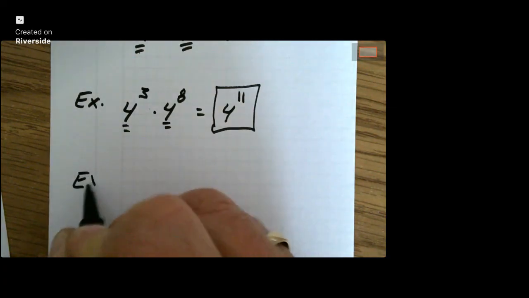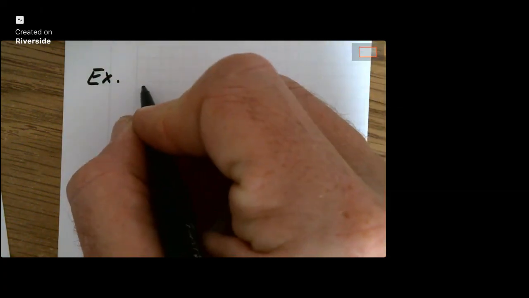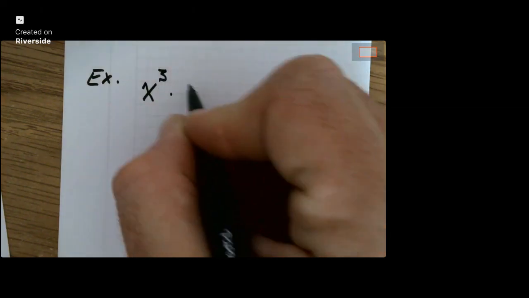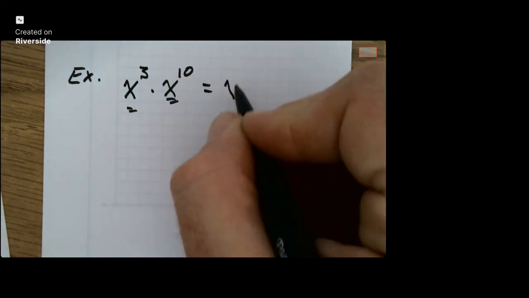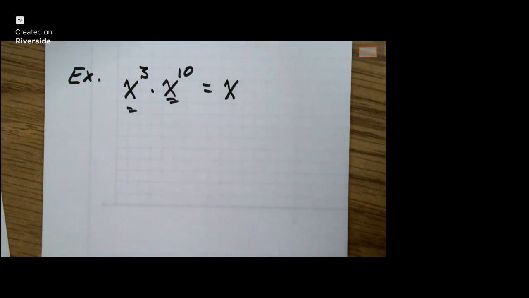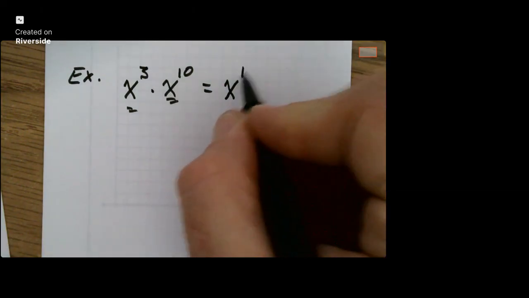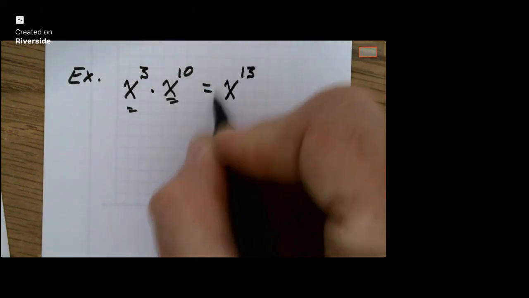Okay, let's try another one. Let's do something with variables in it. What if we had x to the third power times x to the 10th power? Our answer is going to be a variable expression, but we can simplify this because we have a power times a power, and the bases are the same. So we can use that shortcut, pass our common base along to our answer, and add the exponents. That's going to give us x to the 13th power.